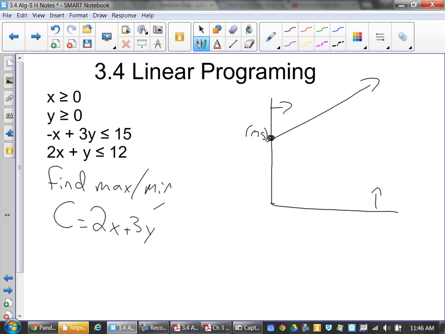Check your shading. Does that line go through the origin? No. What's 0 plus 0? 0. Is it smaller than 15? Yes. All right, so shading downward. So we're working down this way, out this way. Are we okay with me so far? Yes. Do the last one.